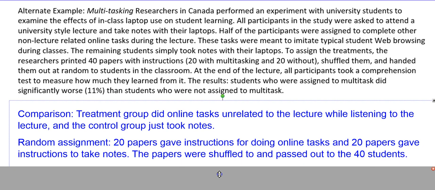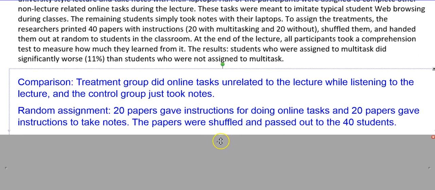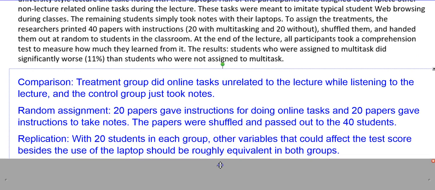The random assignment: the 20 papers that gave instructions for doing online tasks and 20 papers that gave instructions to take notes were shuffled and passed out. Oh, there's another problem. They were shuffled and passed out to the 40 students, so there is randomization involved there. Okay, the next one is replication.